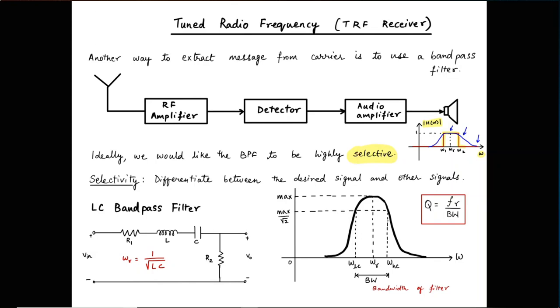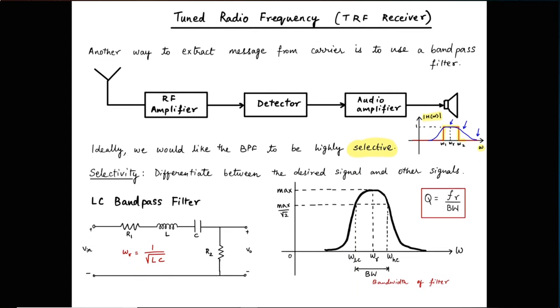So these have an inverse relationship that we will demonstrate on the next slide. Selectivity essentially means the ability to differentiate between the desired signal and all the other signals. So we are talking about that in terms of a rectangle in frequency domain, right? Filtering things out. Now, how do you make a bandpass filter?